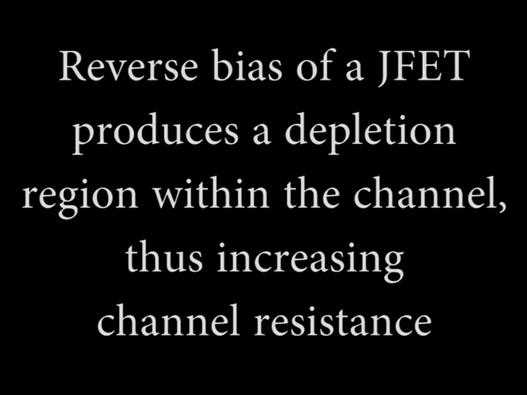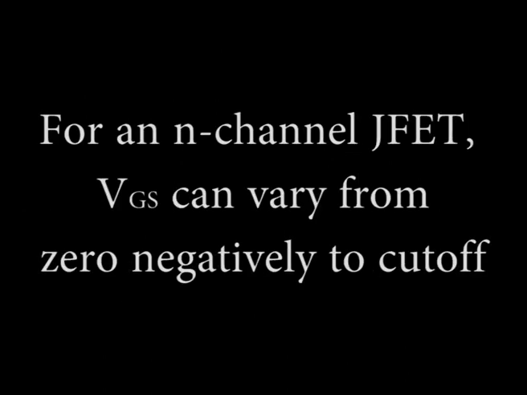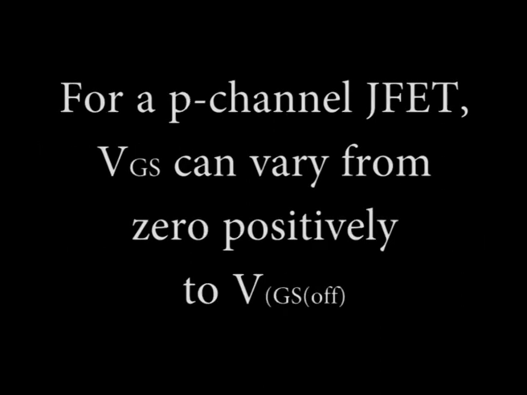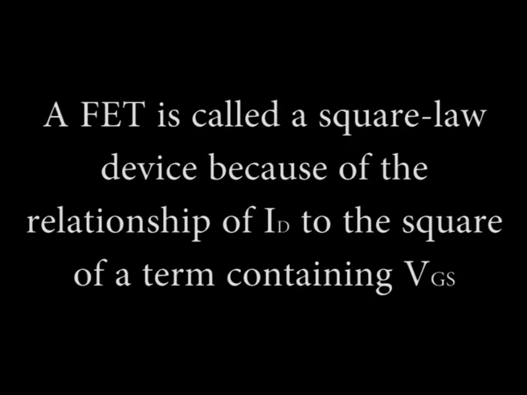Reverse bias of a JFET produces a depletion region within the channel, thus increasing channel resistance. For an N channel JFET, VGS can vary from 0 negatively to cutoff. For a P channel JFET, VGS can vary from 0 positively to VGS off. A FET is called a square law device because of the relationship of ID to the square of a term containing VGS. So, that is it for today.